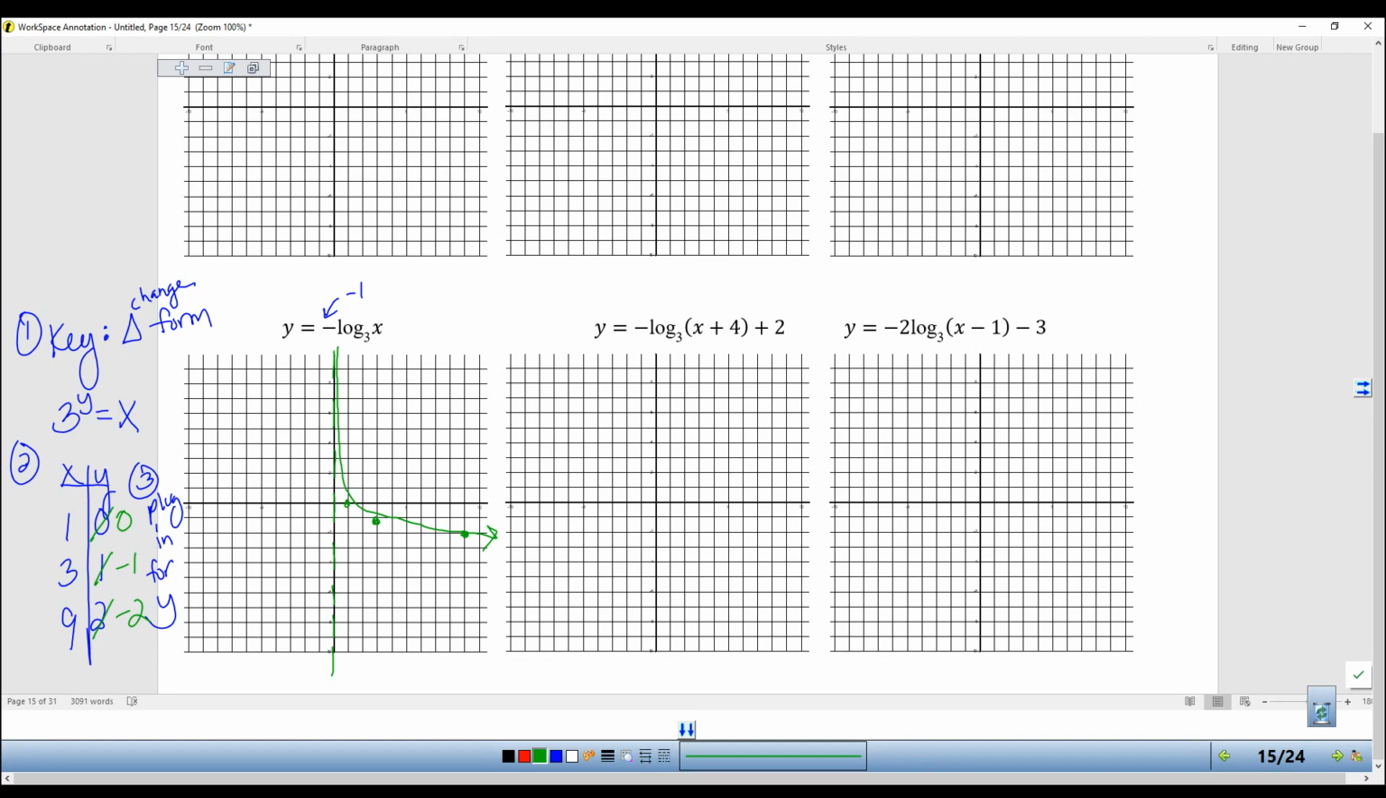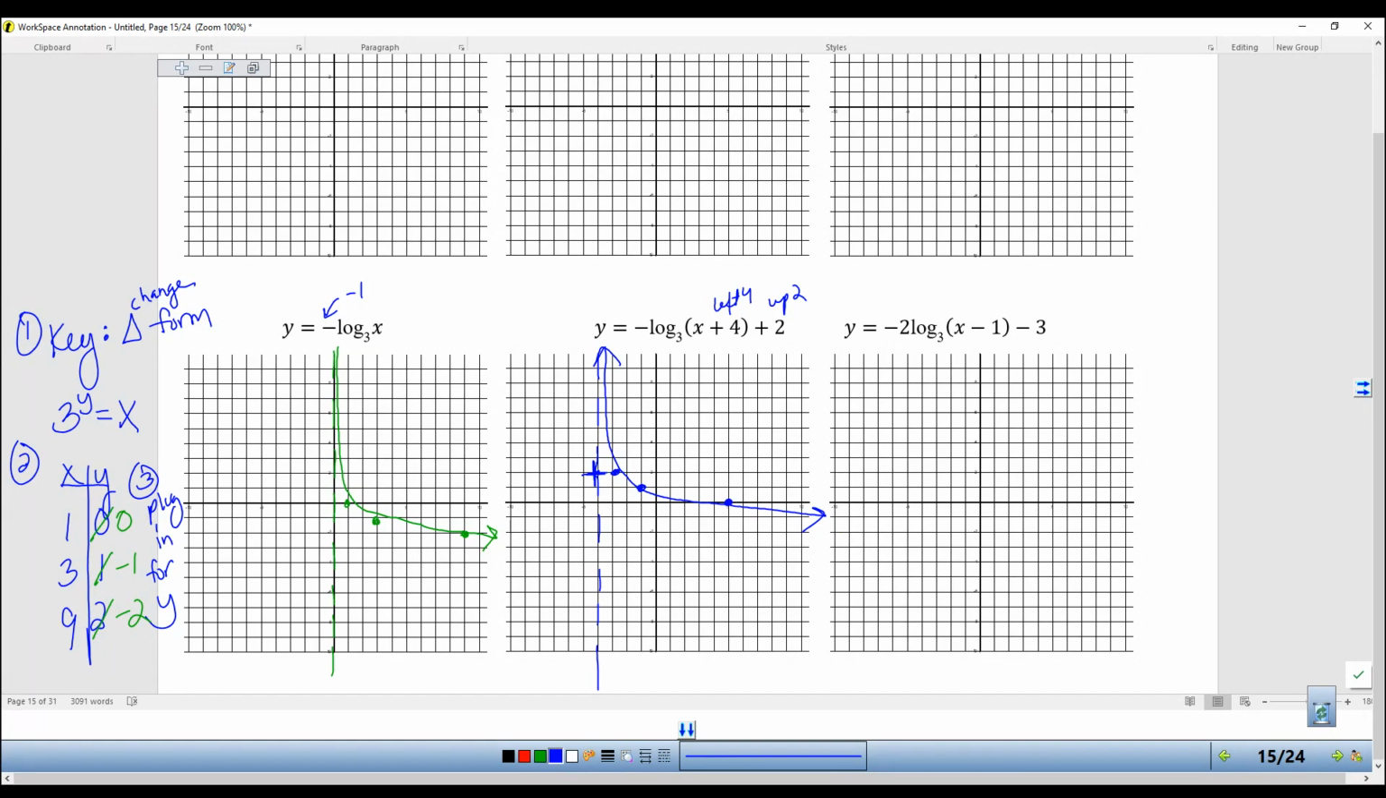All right. Next one. Now I'm going to use my same chart, but I'm going to shift my origin. So I'm going to go to the left 4 and up 2. Left 4, up 2. Because I went left or right, my asymptote also moved. And I can think of this as my origin. So now there's my 1, 0, 1, 2, 3, negative 1, and 9. So 4, 5, 6, 7, 8, 9, negative 2. So I come down from up there, and I go through those points.